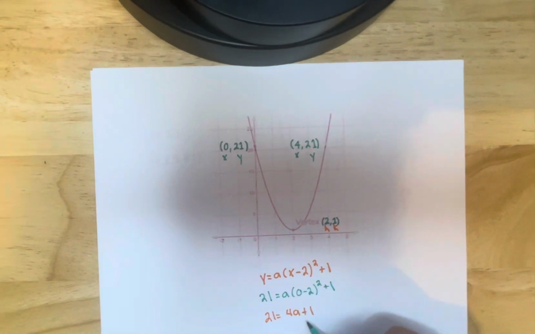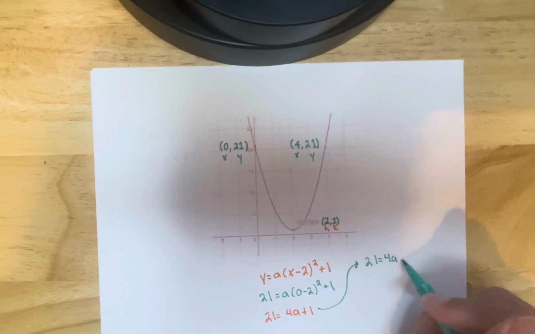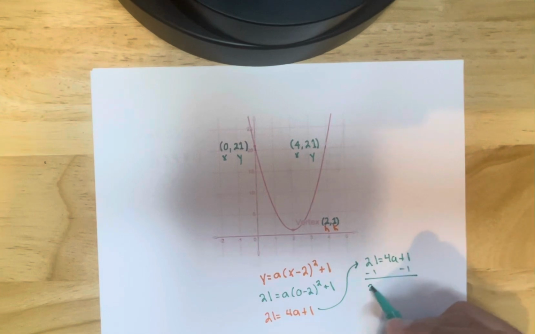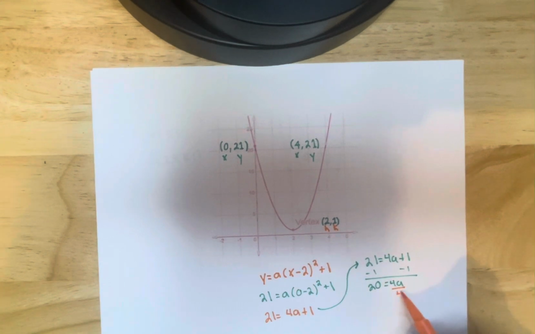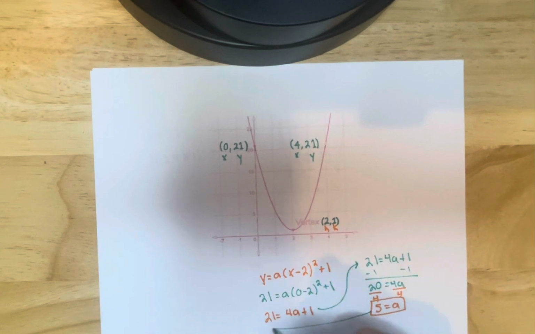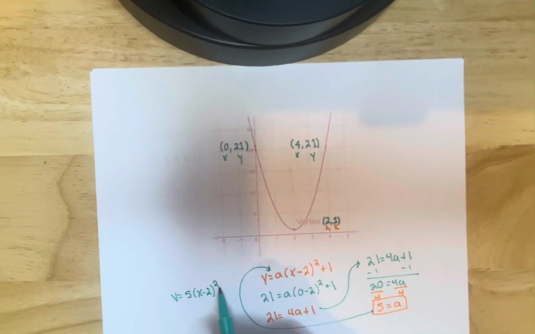Now my last step is to solve this. So it's going to be minus 1, and 20 is equal to 4a. Last step, divide both sides by 4, and I get 5 is equal to a. Why is that so good? The fact that I know that a equals 5, I know my final answer. I'm going to take this 5 and plug it back into the vertex form. So my final answer is going to be y equals 5 times x minus 2, squared, plus 1.